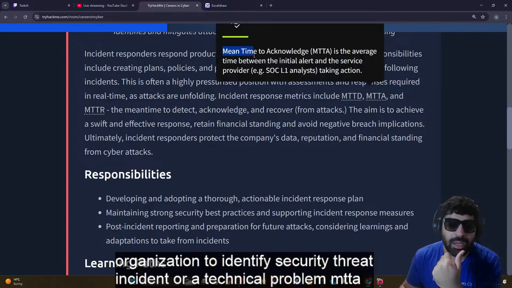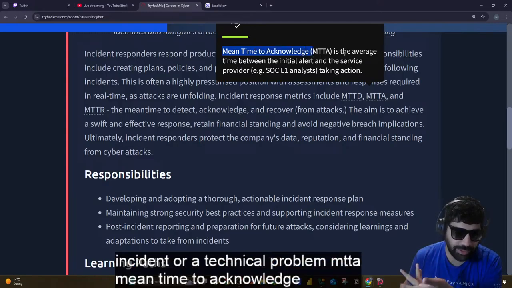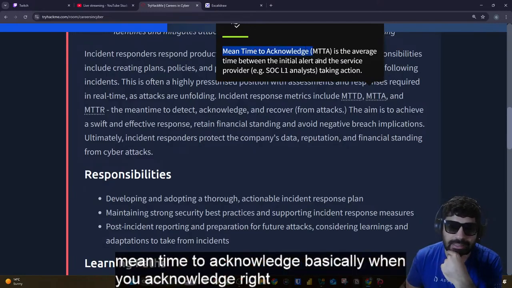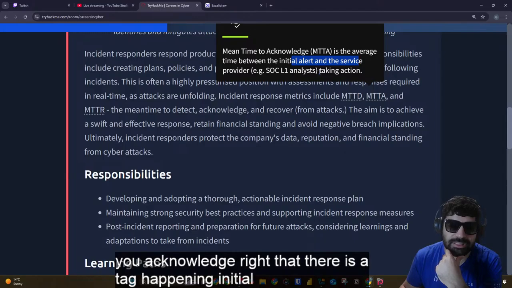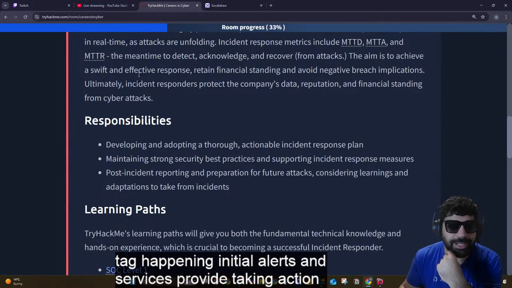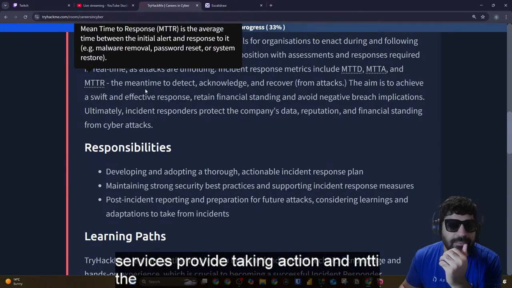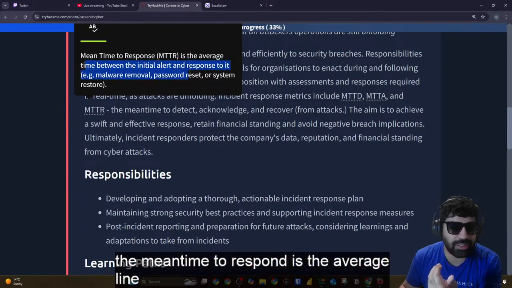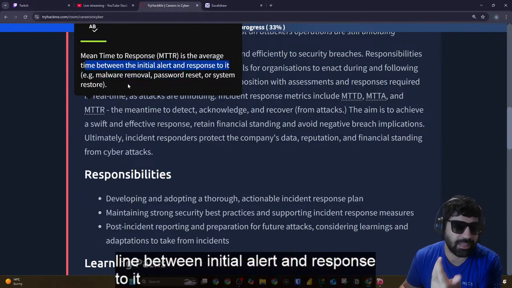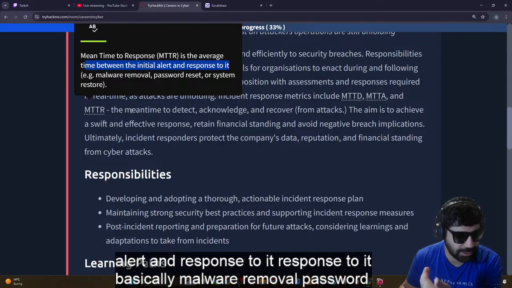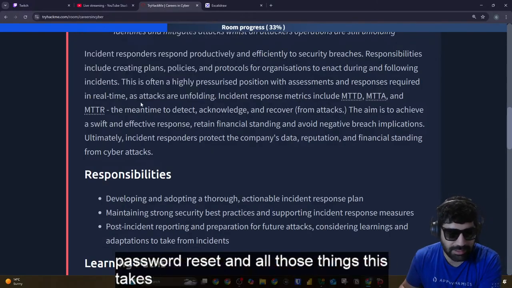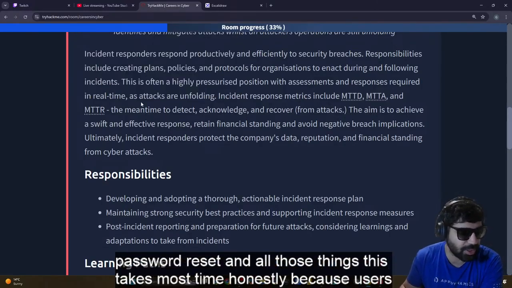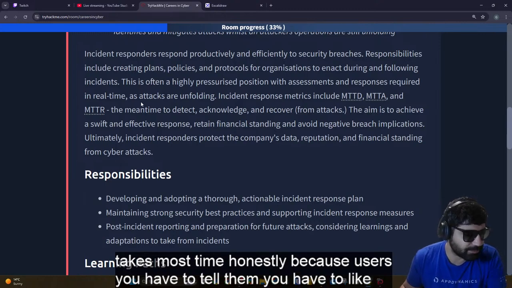MTTA, mean time to acknowledge, basically when you acknowledge, right, that there is an attack happening, initial alerts and services provide taking action. And MTTR, the mean time to respond, is the average time between initial alert and response to it, basically malware removal, password reset, and all those things. This takes the most time, honestly, because users, you have to tell them, you have to like force them, right?